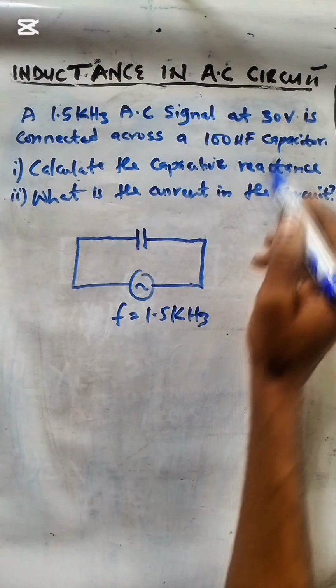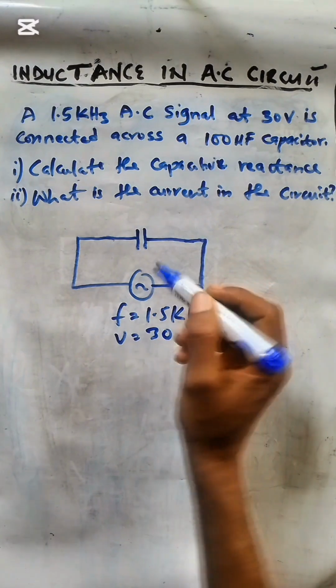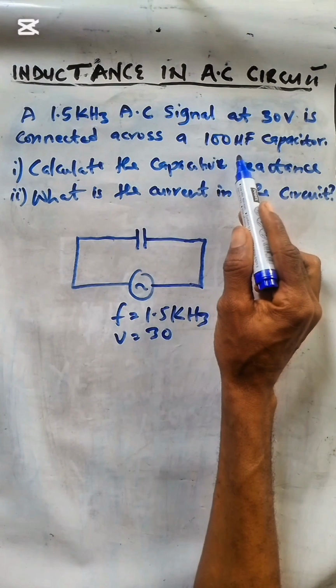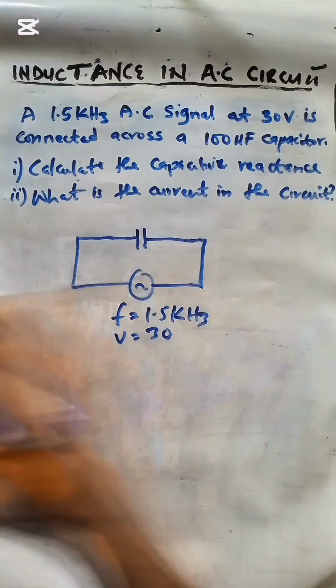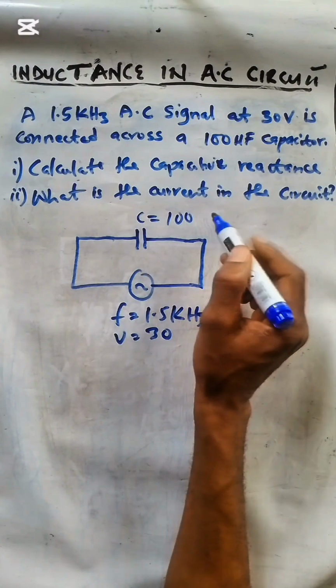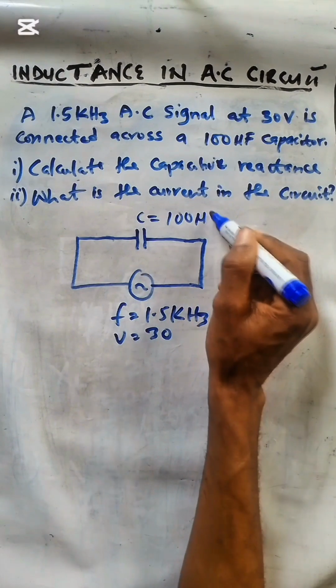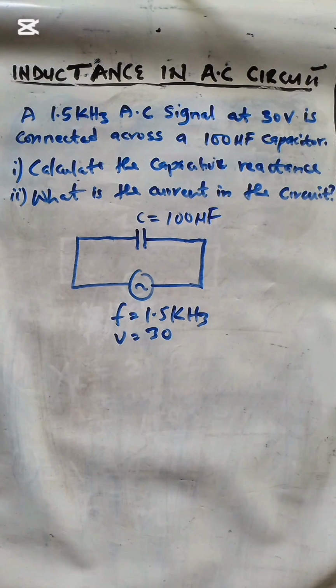Our voltage is 30 volts, and our C, the capacitance of the capacitor, is 100 microfarad. That micro is one millionth, that is 10 raised to the power minus 6. When you hear micro, 10 raised to the power minus 6, you divide by 1 million. So when you multiply by 10 raised to the power minus 6, you eliminate that micro.